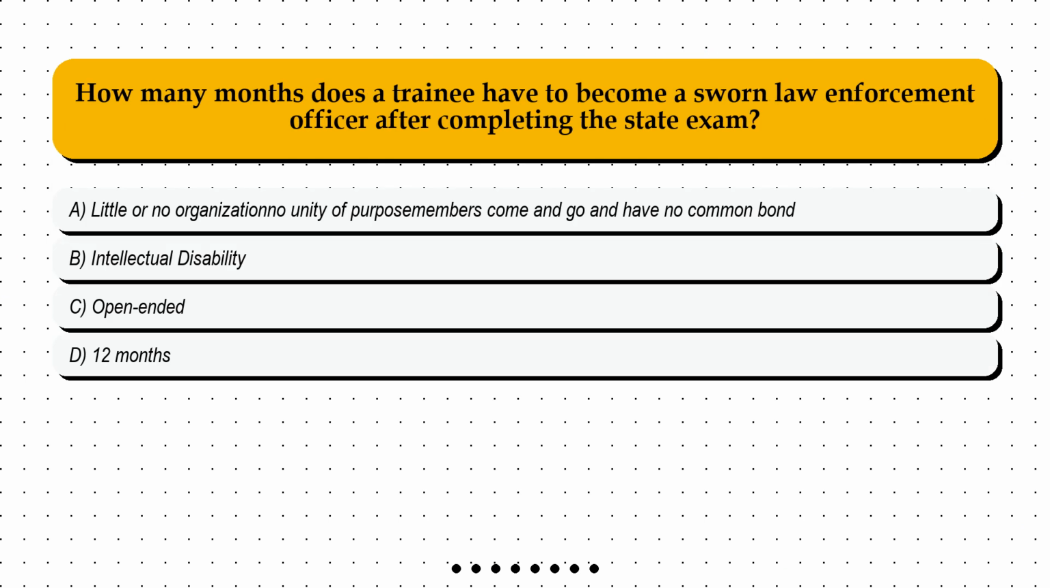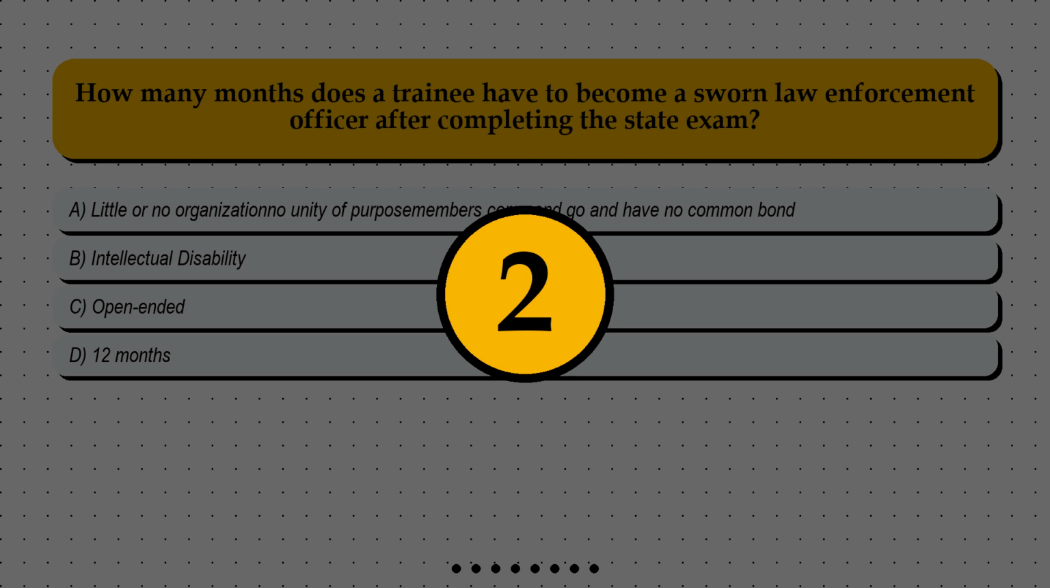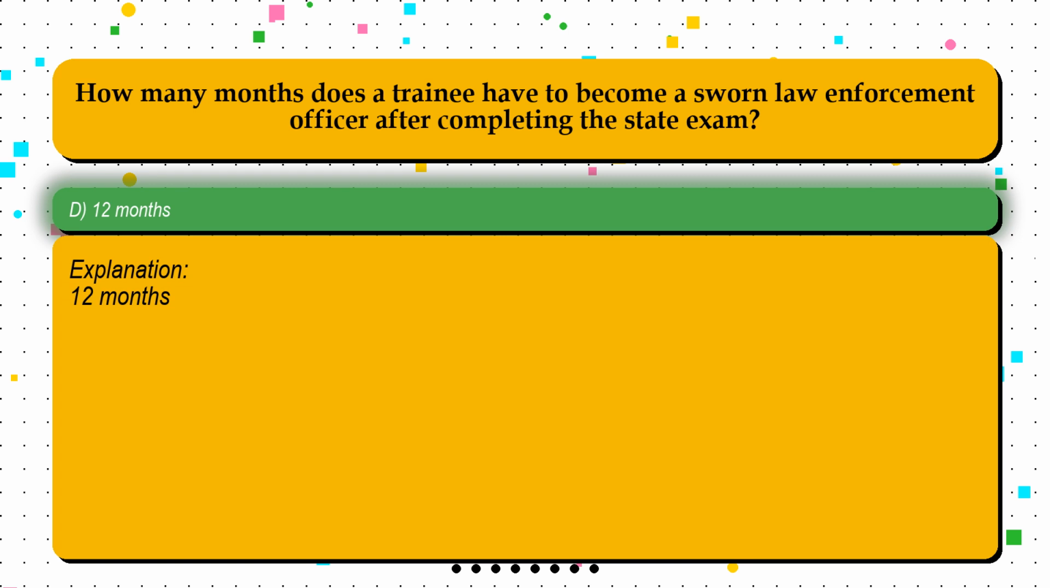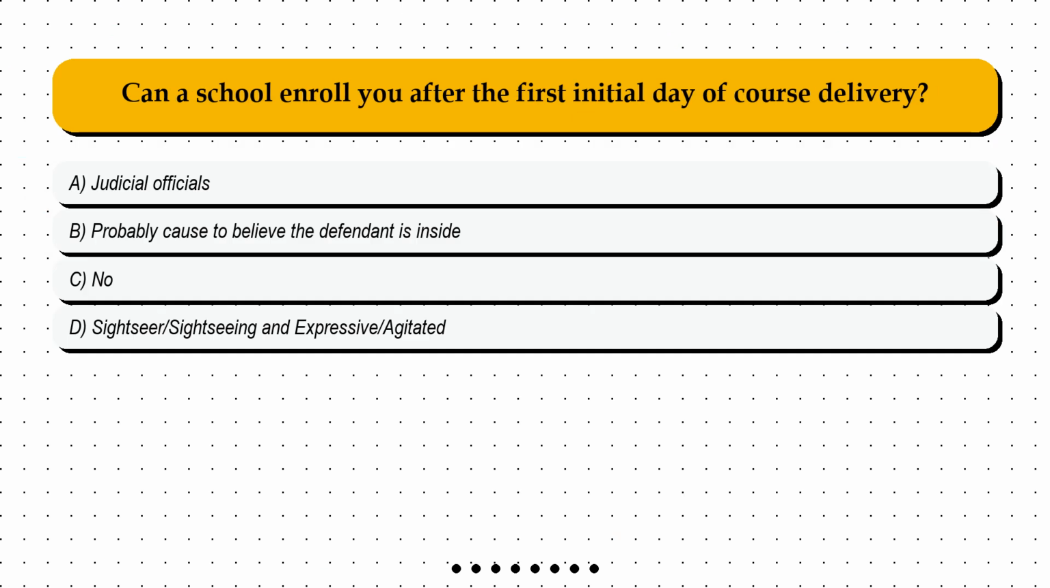Question 7. How many months does a trainee have to become a sworn law enforcement officer after completing the state exam? Option A, little or no organizational unity of purpose, members come and go and have no common bond. Option B, intellectual disability. Option C, open-ended. Option D, 12 months. The correct answer is option D, 12 months.